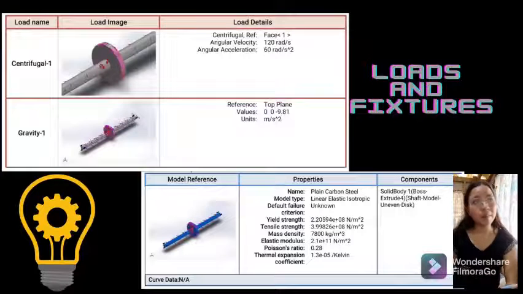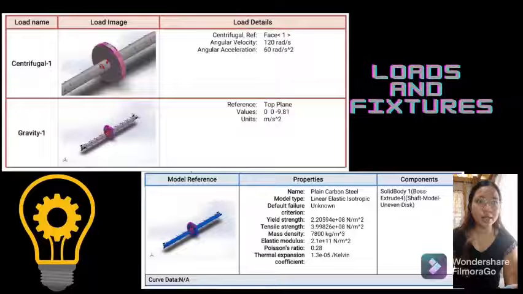So let's talk about its loads and fixtures. In centrifugal 1, the angular velocity is 120 rad per second, and the angular acceleration is 60 rad per second squared, and in gravity 1, the values are 0, negative 9.81, and the units are meter per second squared.